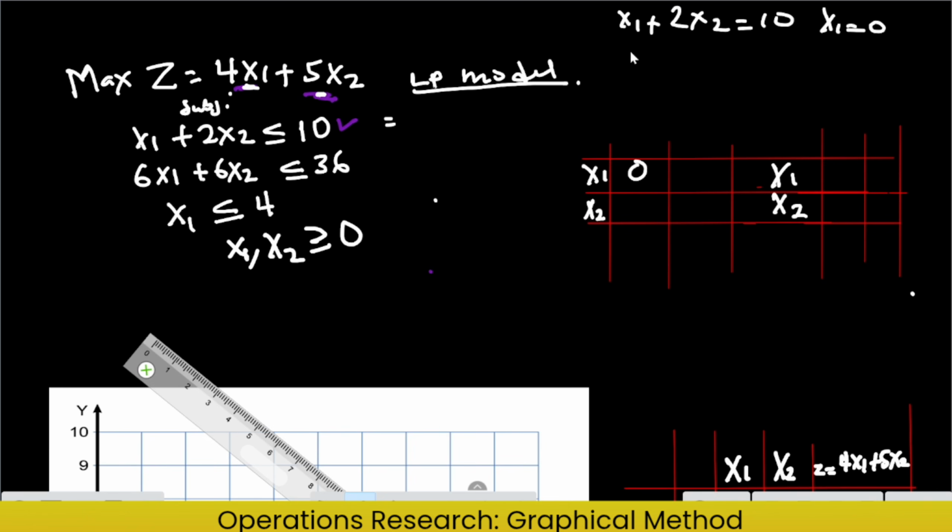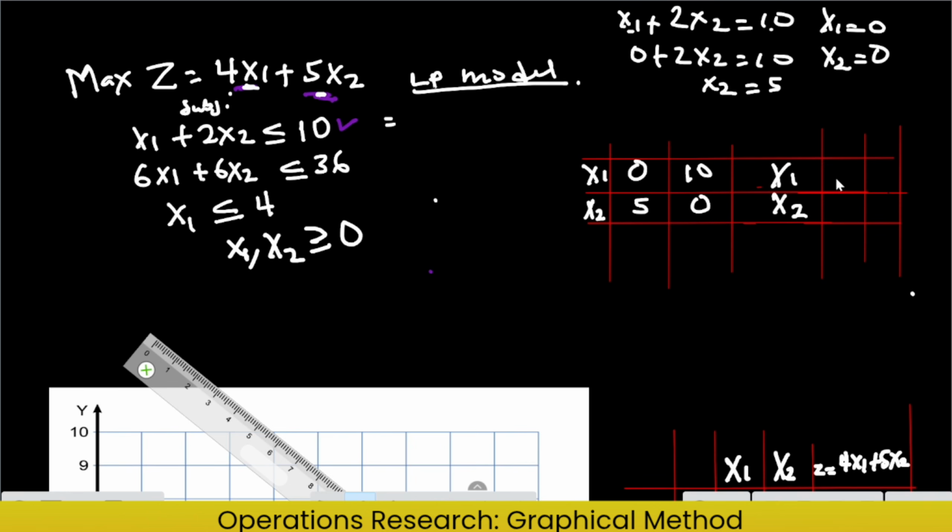So we have 0 plus 2x2 equal to 10. That means our x2 will be equal to 5. Now, let's assume another case where we set the value of x2 equal to 0. Then x1 will be equal to 10. So if x2 is equal to 0, then x1 is equal to 10.